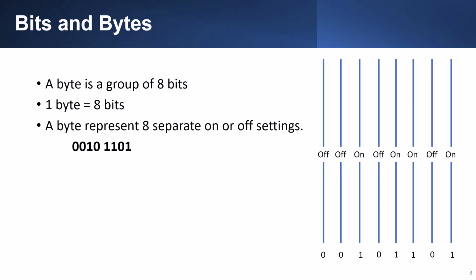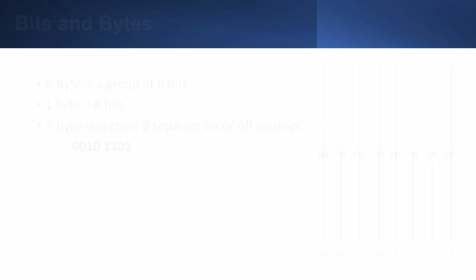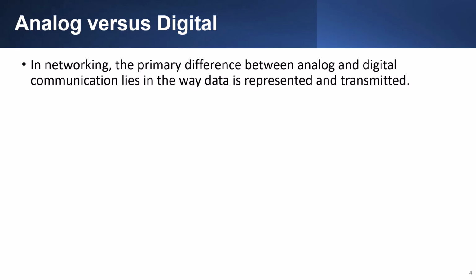As you probably already know, a byte is a group of 8 bits, which represents 8 separate on or off settings. In data, the on-off settings are represented by 1s and 0s. In networking, the primary difference between analog and digital communications lies in the way data is represented and transmitted.